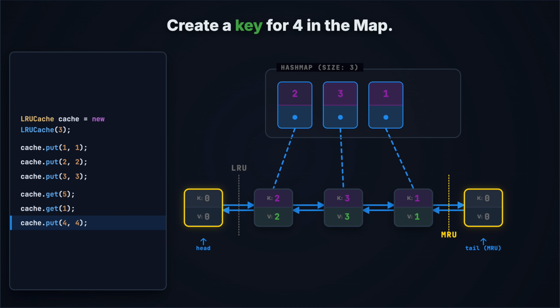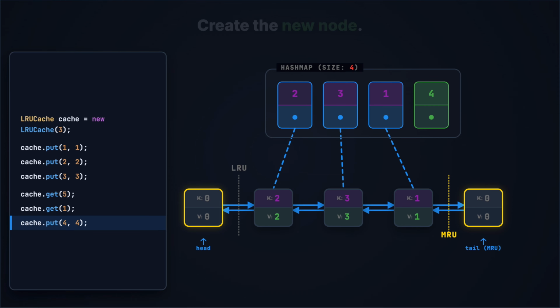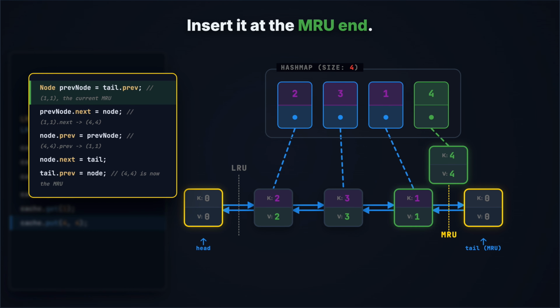Next we put 4, 4. On put, if the key already exists, we delete its old node first, though key 4 happens to be brand new here, so we skip that step. Either way, we create a fresh node with the new value and offer it at the tail again, the same way we connected node 1 during the get call.